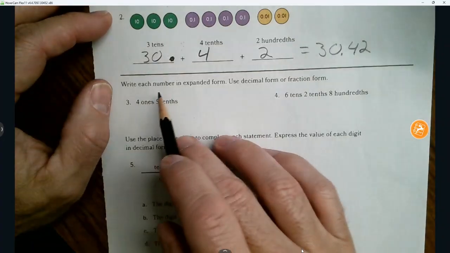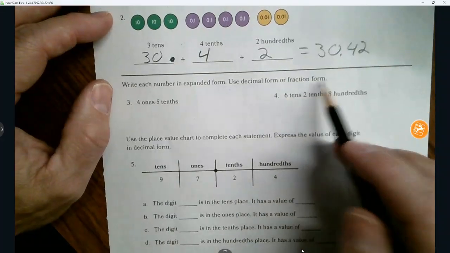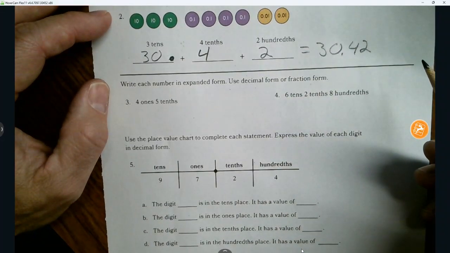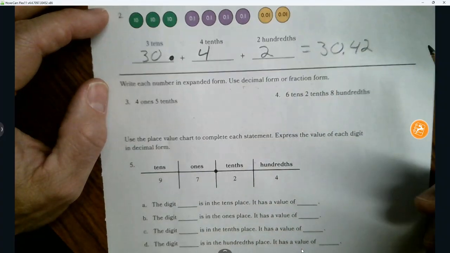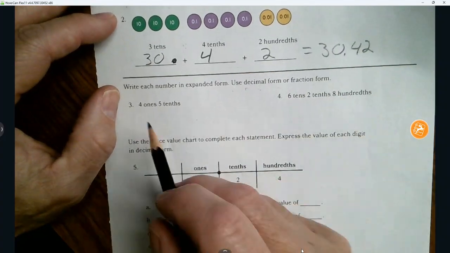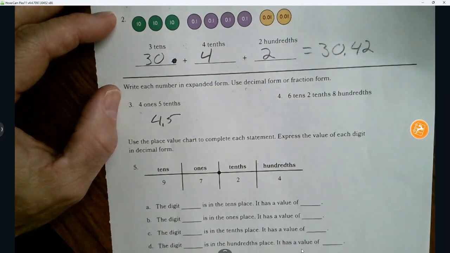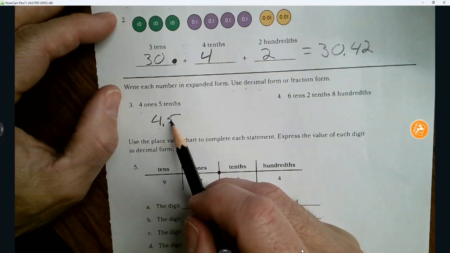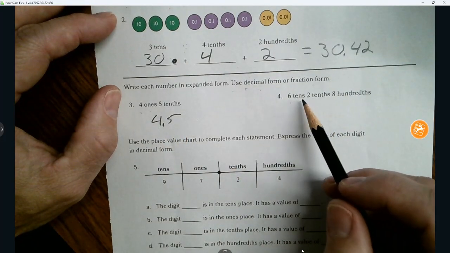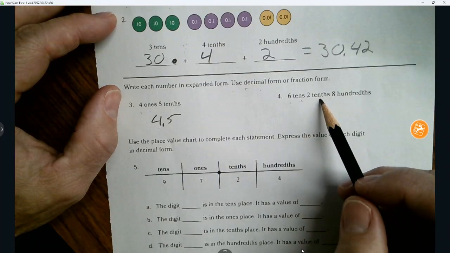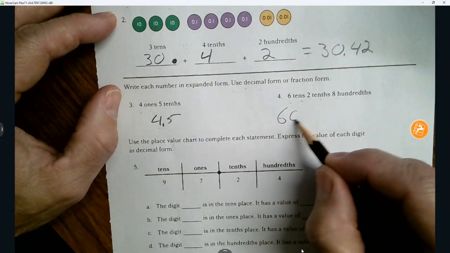All right. Write each number in expanded form. Use decimal form or fraction form. So they just want you to write it another way. So let's do it 2 different ways. 4 ones and 5 tenths. This is 4.5. Right? 4 ones. Here's a ones column. Here's a tens column. There's our decimal. 6 tens, 2 tenths, 8 hundredths. So here's what this one is.